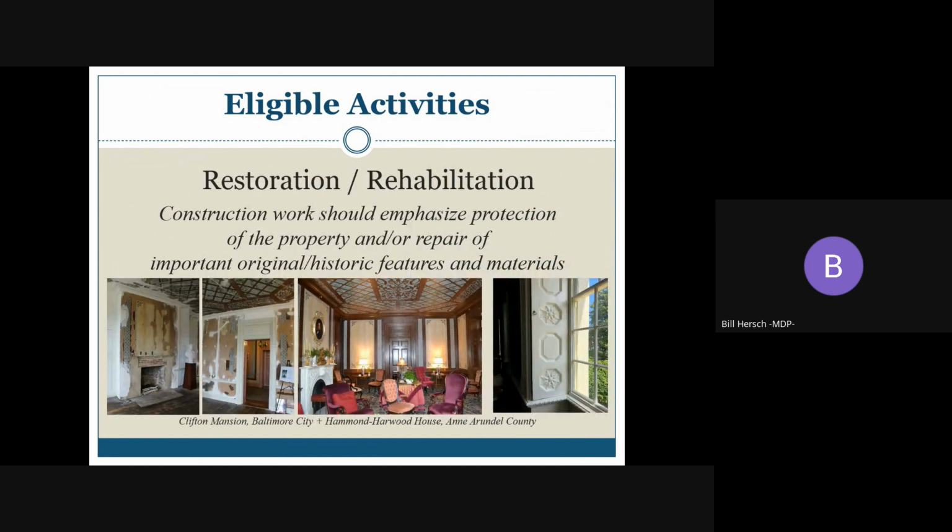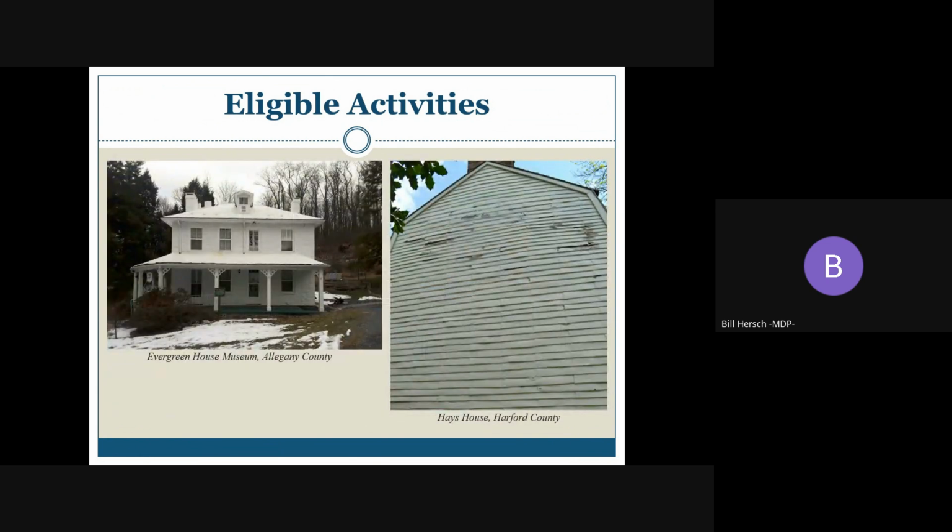The most common application activity is for rehabilitation or restoration projects. Rehabilitation or restoration work should emphasize the protection of the property and/or the repair of important original and historic features and materials. Special historical features are fun to restore, such as very fragile, hand-painted, or carved interiors that require specialized restoration work. These might be the project types primarily associated with our program, but we fund many other project types. So don't think that your project needs to be fancy or flashy to be competitive.